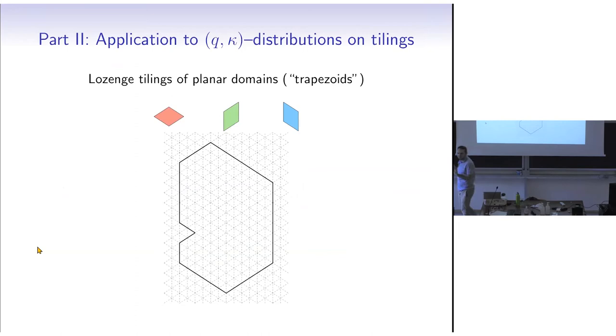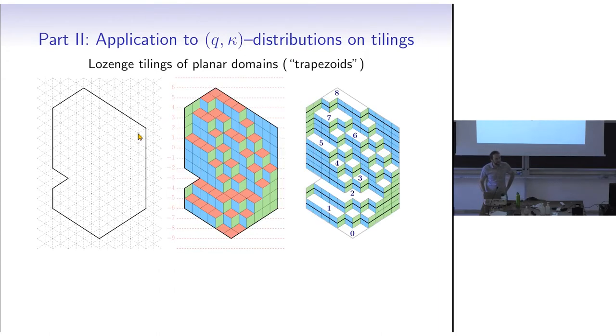So now I will just be explaining to you some probability model, which we'll be able to analyze by using this equation. So we'll be dealing with lozenge tilings, which means that we draw a polygon on the triangular grid, and we tile it with the lozenges, which are just unions of two adjacent triangles on the grid. So there will be finitely many lozenge tilings of this planar domain. We will introduce some probability measure on that, and then we'll study its behavior as the domain becomes large.